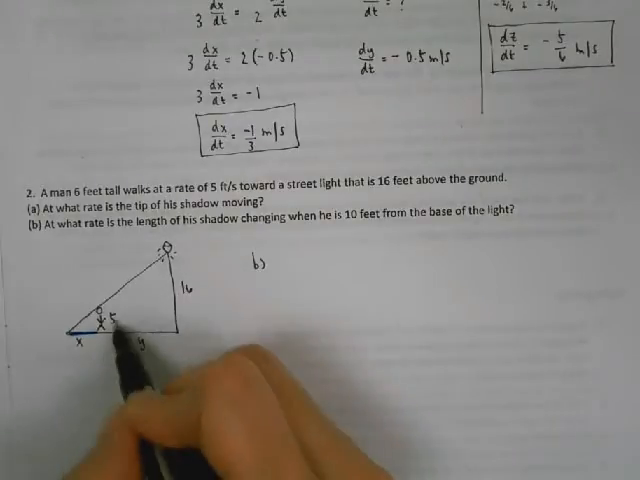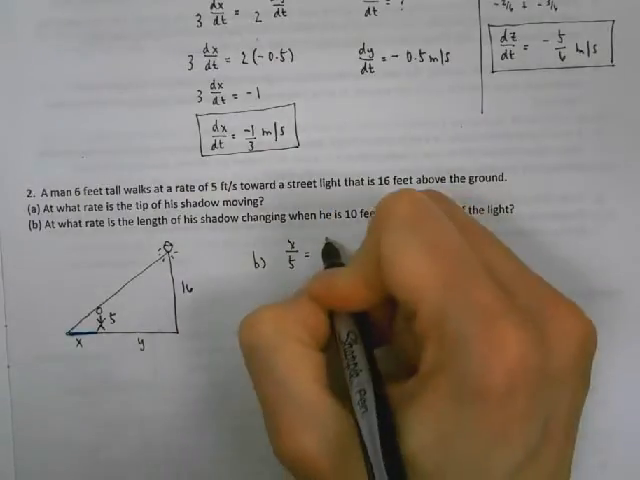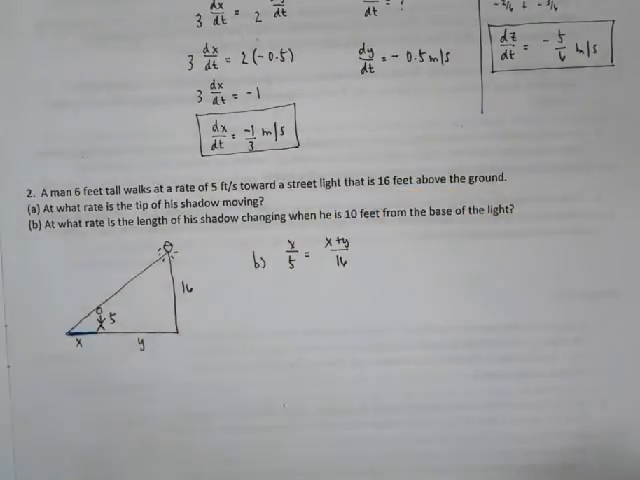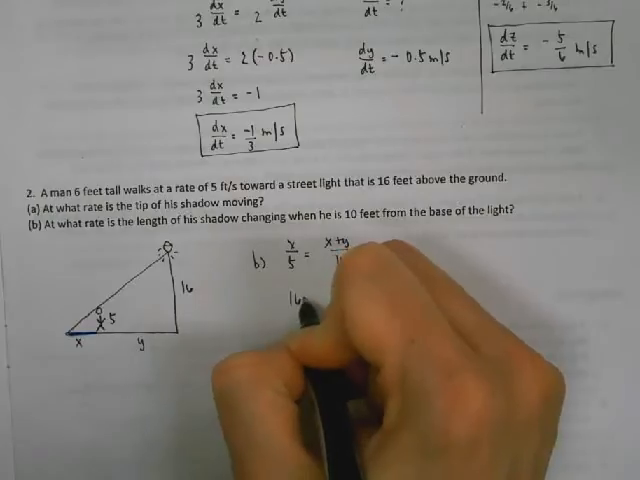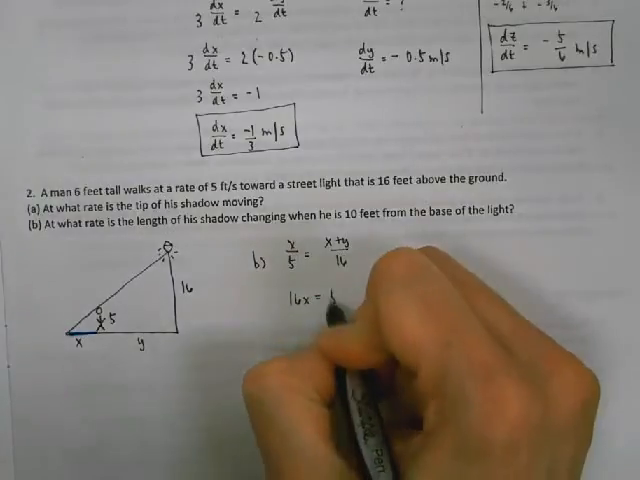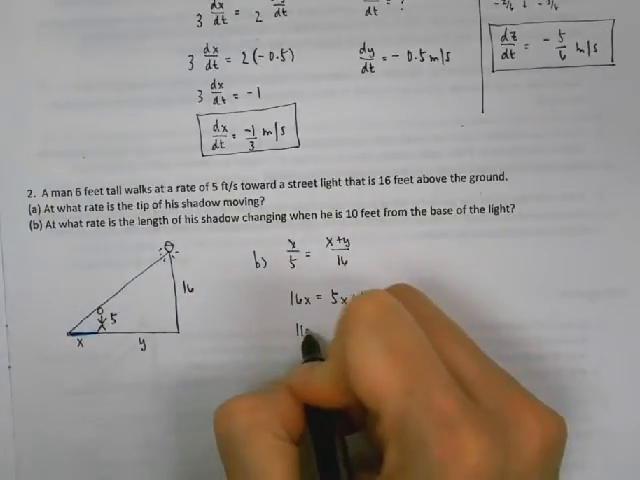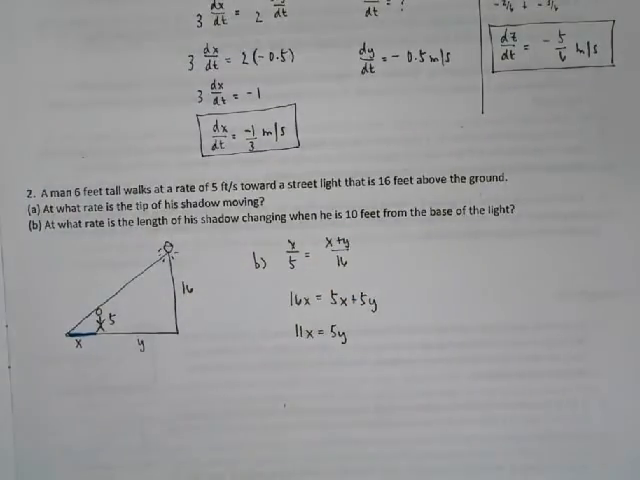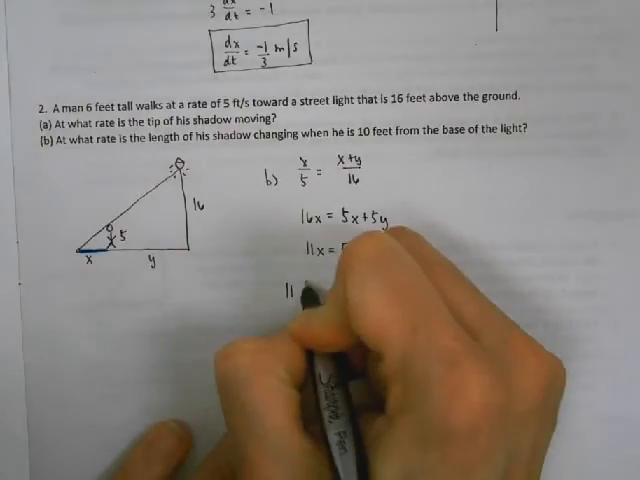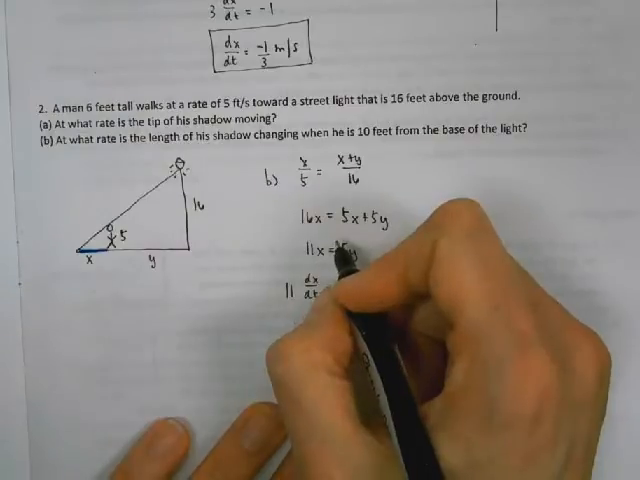So we said we use a proportion here, similarity. So I know x over 5 is equal to x plus y over 16. So I'm going to go ahead and cross multiply. 16x equals, when I cross multiply here, I have to remember to distribute that 5 to both terms. So I have 5x plus 5y. Collect my x's, and I get 11x equals 5y. So there's my relationship. Now I just need to differentiate. So I'm going to get 11 dx/dt equals 5 dy/dt.